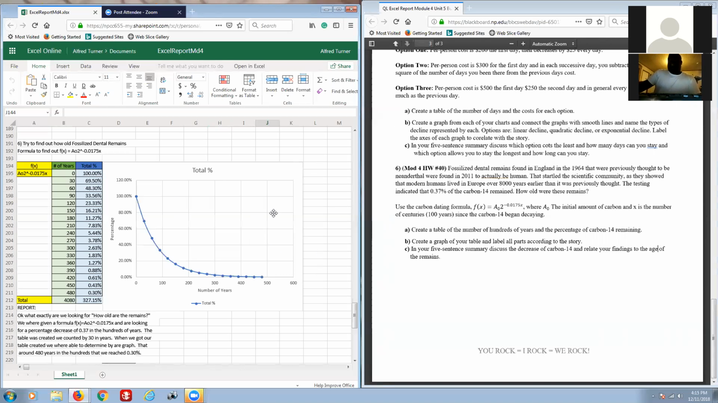Okay, number 6. Okay, never mind. I'm gonna tell you what I'm gonna be doing. I'm gonna create a table, number in hundreds, and the percentage of carbon 14 remaining. Create a graph table, label all parts, and then I'm gonna summarize it.